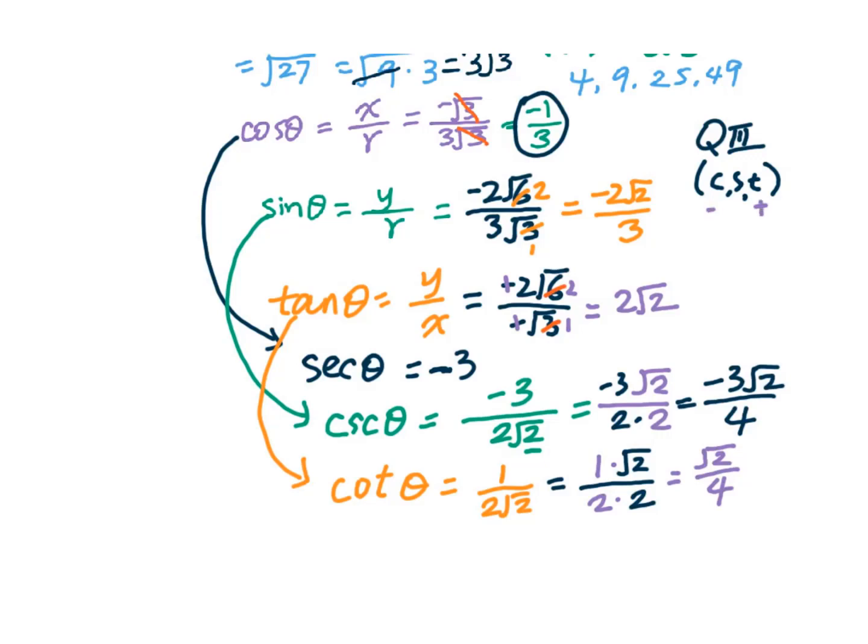Tangent is positive, the other two are negative. Then you can check: tangent positive, cotangent positive. The rest are negative, negative, negative, negative. That means you are on the right track.